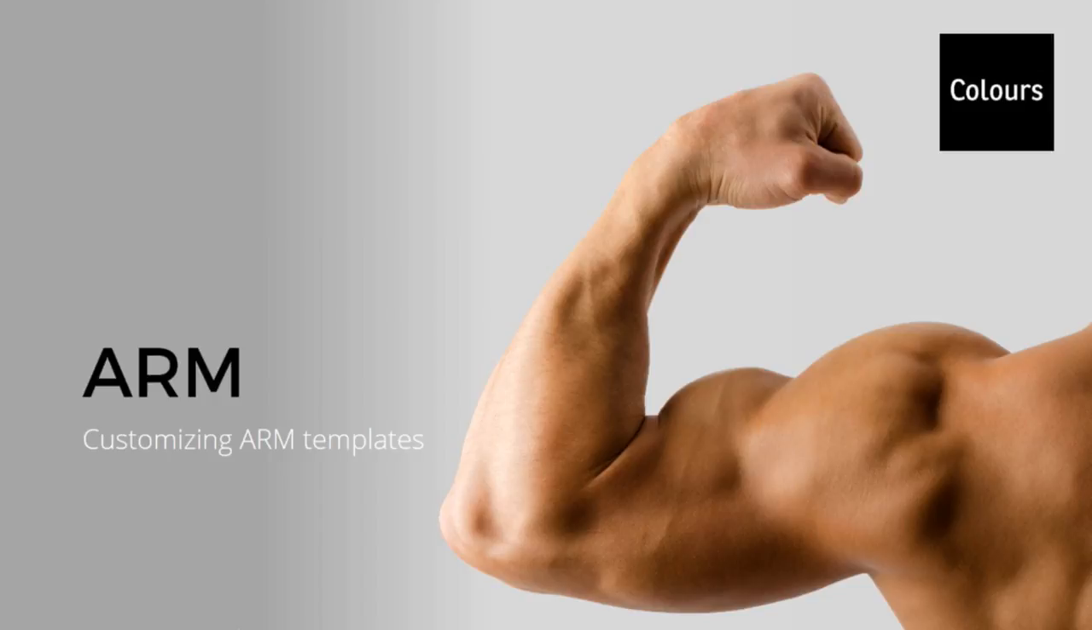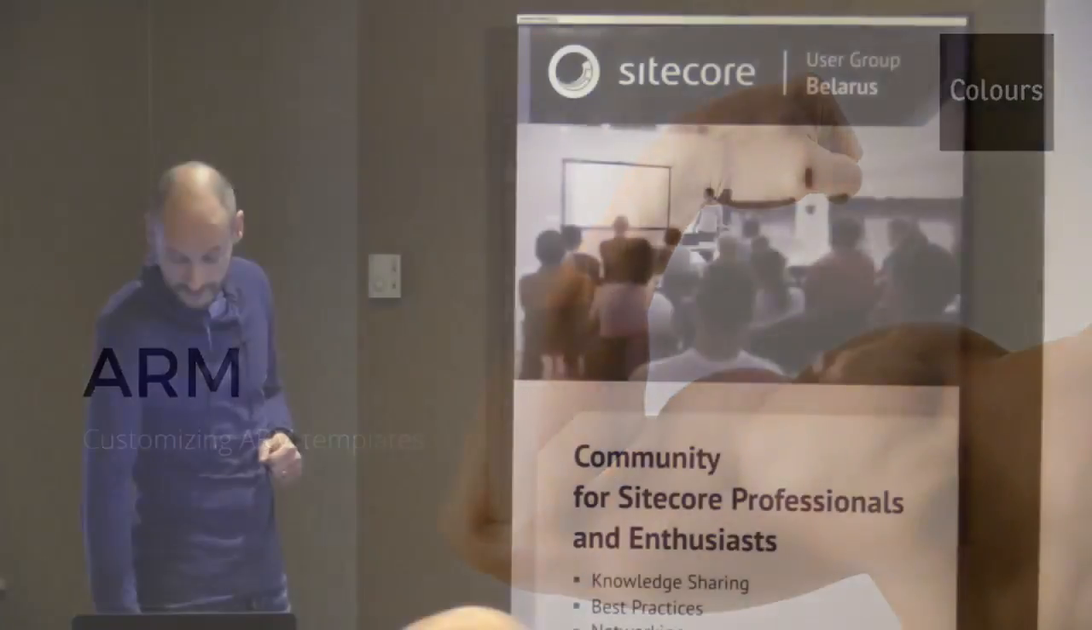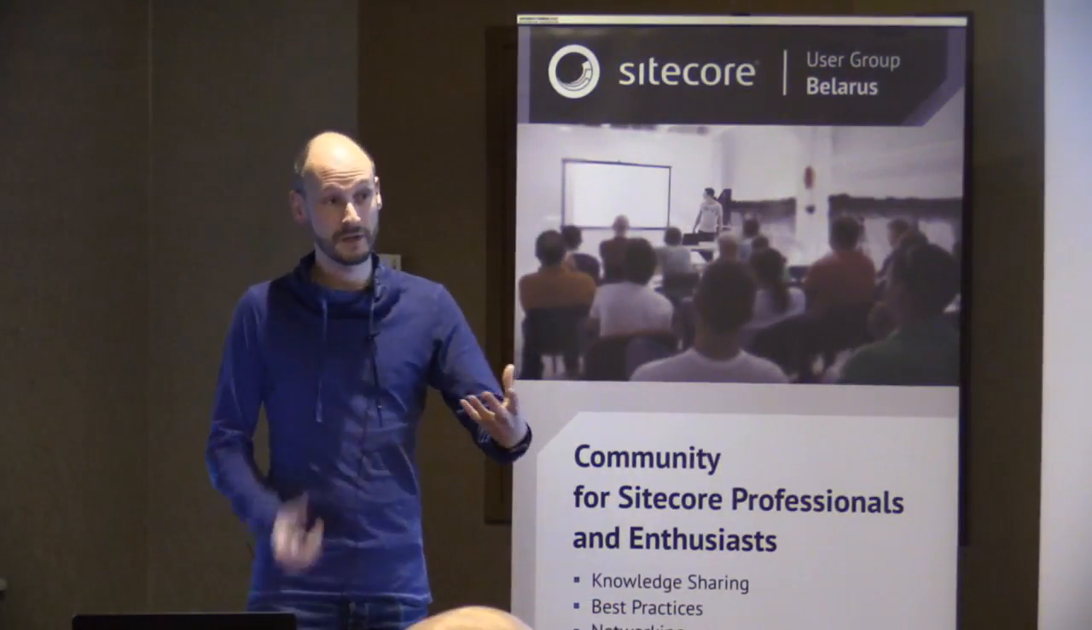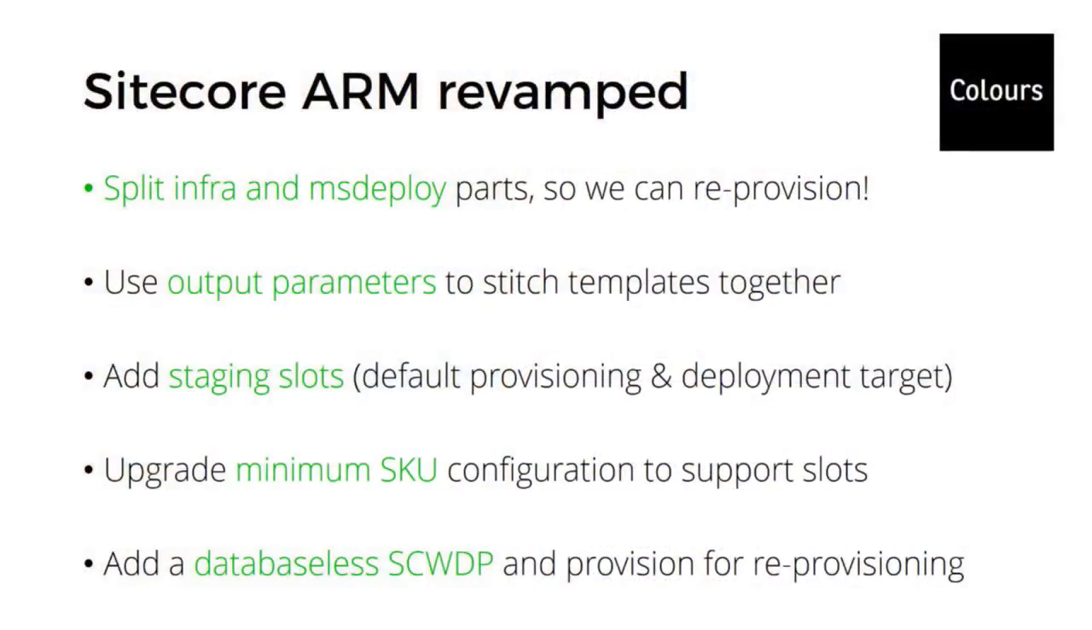So to be able to do this, we're going to customize the ARM templates delivered by Sitecore. We're going to split the infrastructure and the MS deploy part. We will use output parameters from ARM, because if we have 2 or more templates, they have the same parameters, and in the second script I need to know what the first script created in terms of passwords and such. So we need to transfer them from one script to the other.